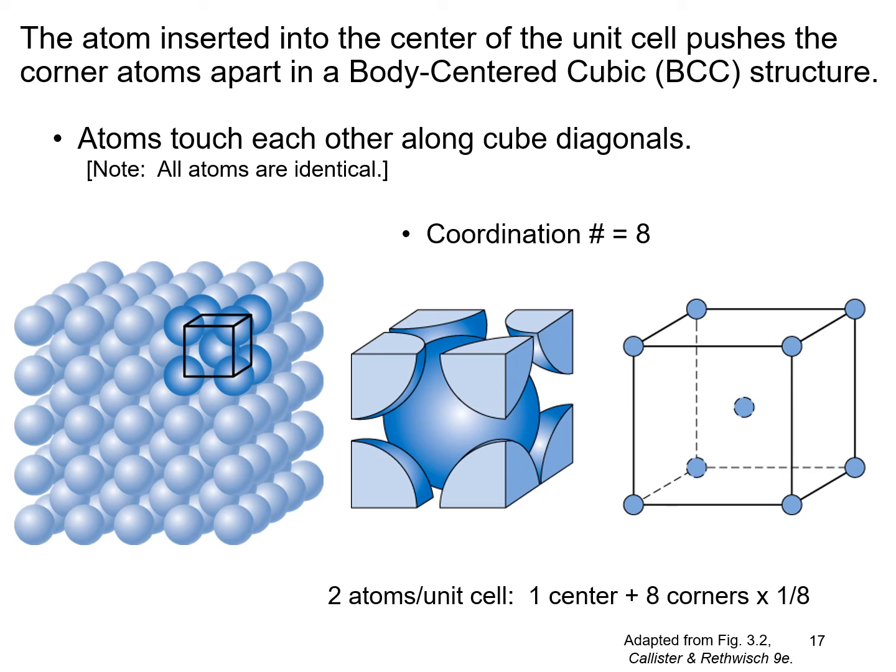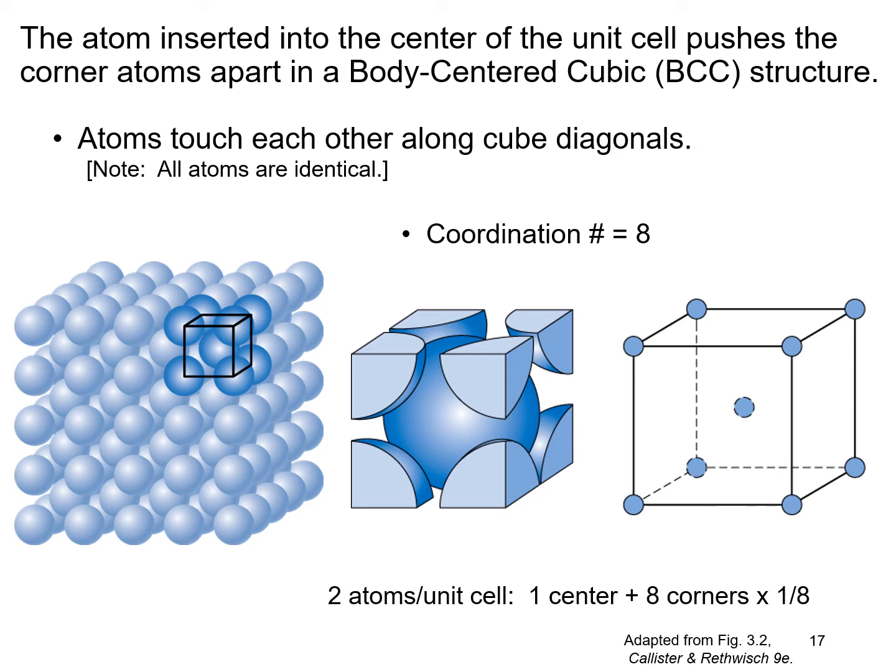Using the same methods that we used for the simple cubic structure, we see that the coordination number for the body-centered cubic is 8, because the 8 corner atoms are the nearest touching neighbors for the center atom. There are now 2 atoms per unit cell, because we have the initial 8 1/8 atoms, just like for the simple cubic structure, but now we also have one additional full atom in the middle.